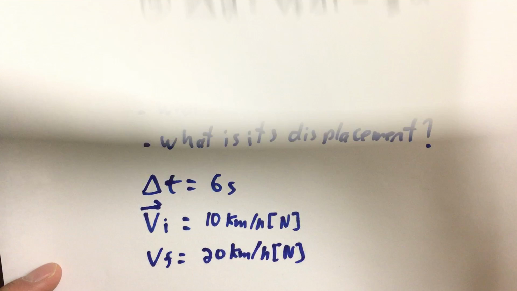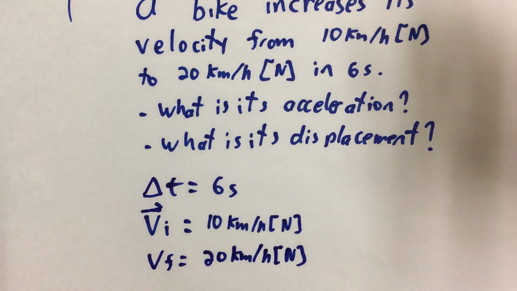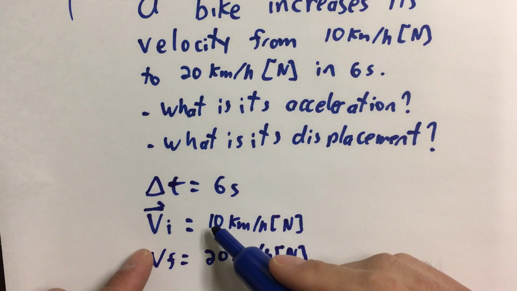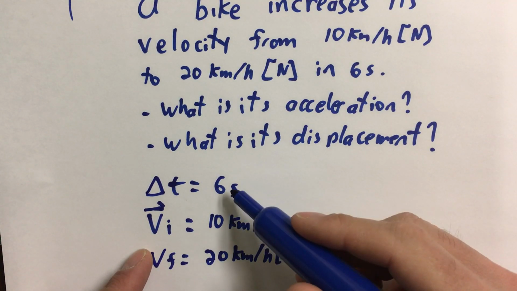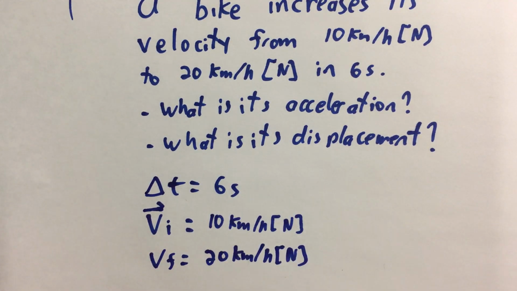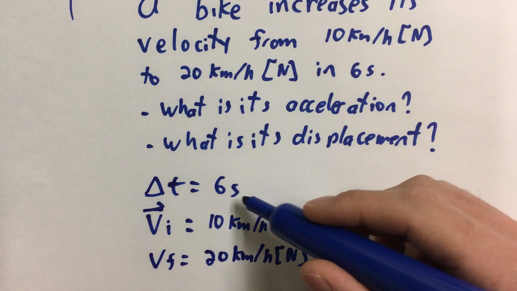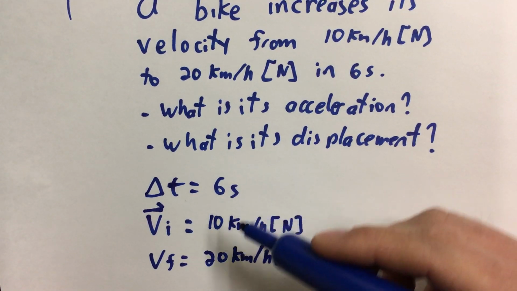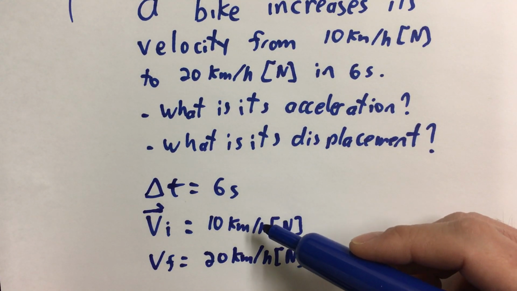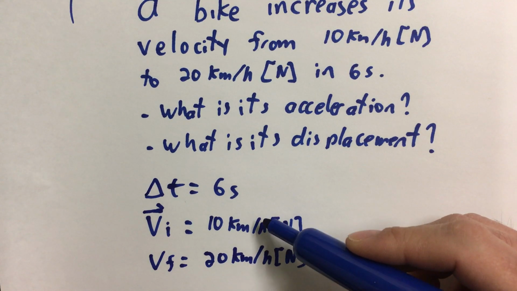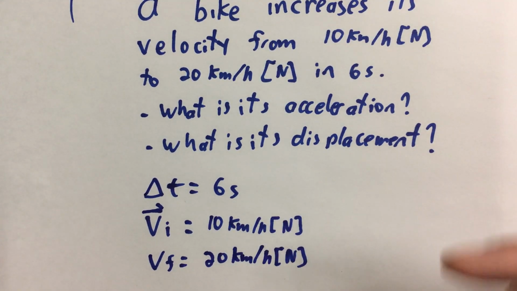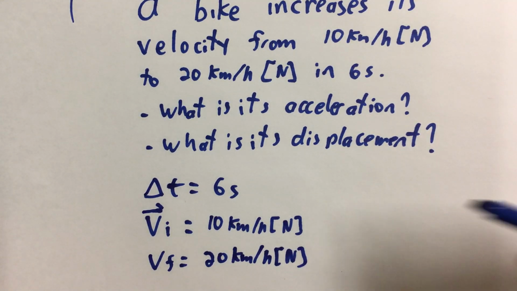Now, it's tempting to throw these numbers into these equations, but we must be careful. Because what you may notice here, velocity is measured in kilometers per hour, time is measured in seconds. So we're going to convert everything to our standard international units. Our standard unit for time is a second, so we're going to leave that. But our standard unit for distance is a meter, and time is a second, so our standard unit for velocity is meters per second.